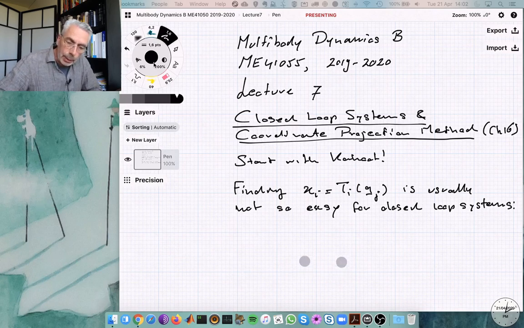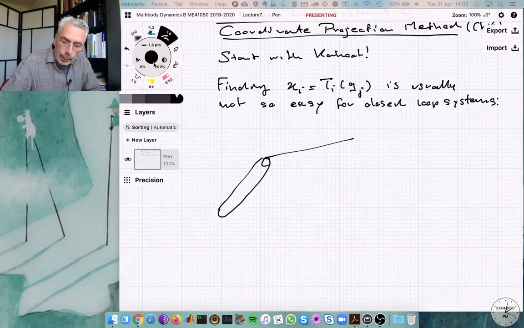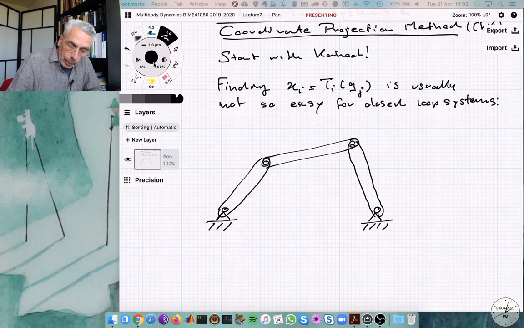So let's take this 4-bar mechanism, right? We have 3 bars, this is the third one, and the fourth is of course the ground. Here we have a hinge, here we have a hinge. We have 1, 2, 3, and the ground is the fourth bar. And then we have to put a coordinate system, x and y.